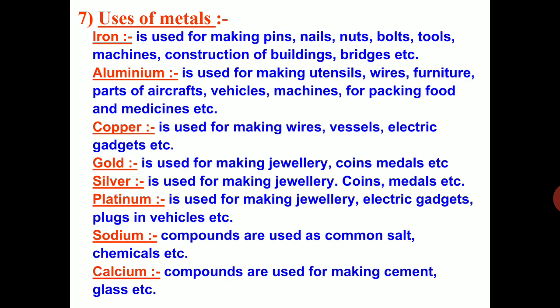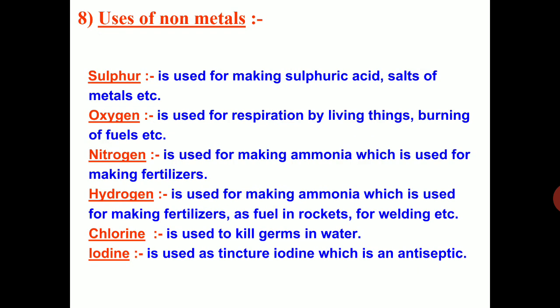Gold is used for making jewelry, coins, medals, etc. Silver is used for making jewelry, coins, medals. Platinum is used for making jewelry, electric gadgets. Compounds of sodium are used in different situations. Common salt is a compound of sodium. Calcium compounds are used for making cement, glass, etc. So these are the uses of metals.